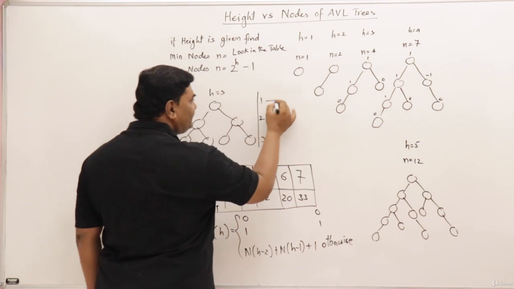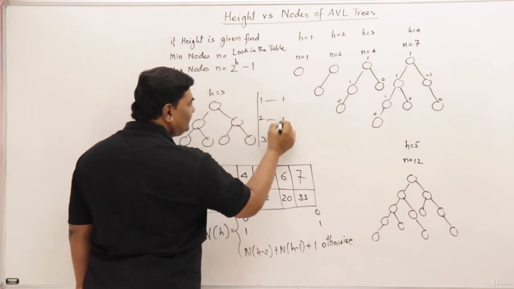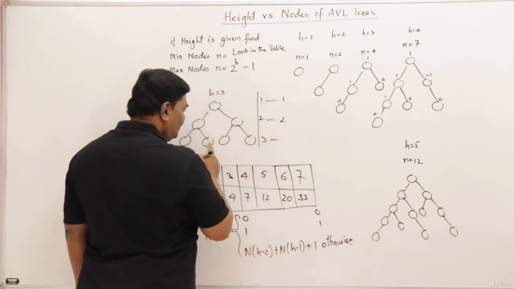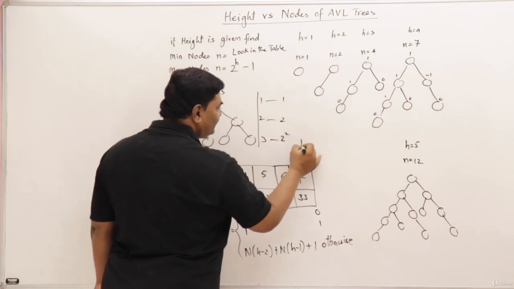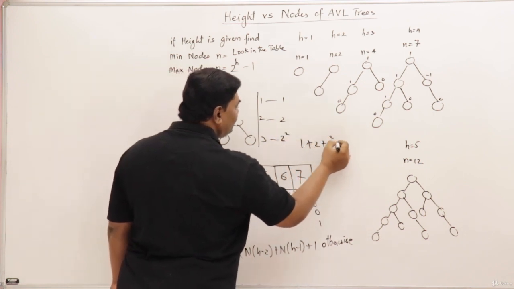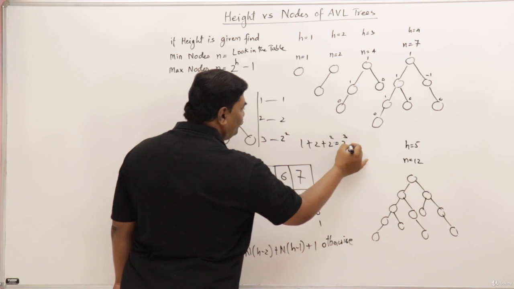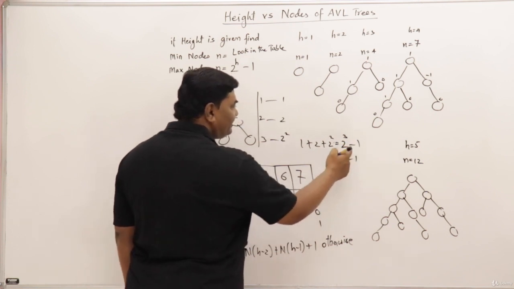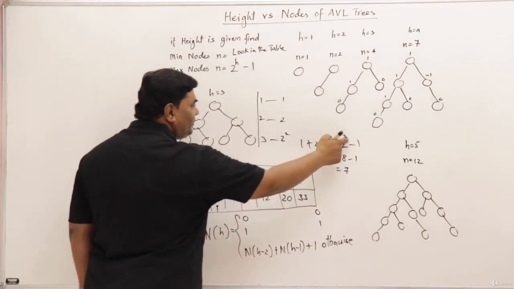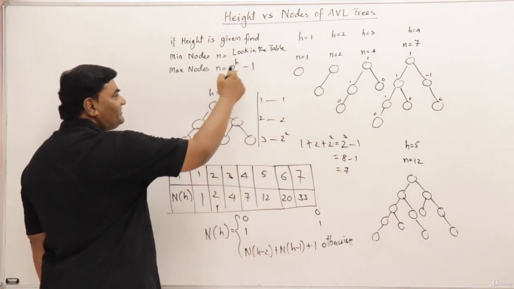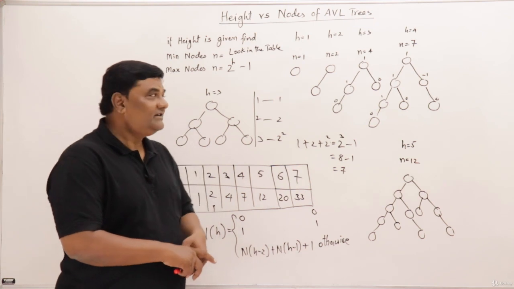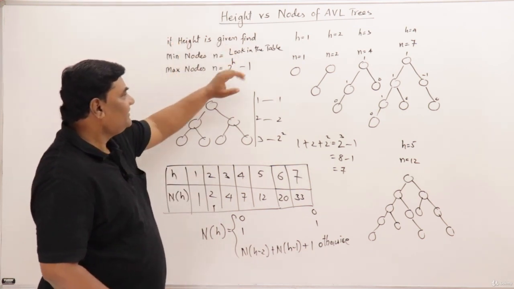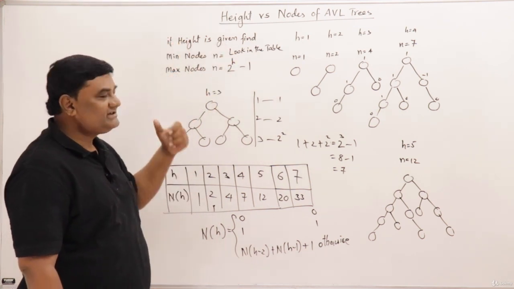So if I add these, 1 node, and these are 2 nodes, and these are 1, 2, 3, 4 nodes, so 2 square. So this is 1 plus 2 plus 2 square, which equals 2 cube minus 1. 2 cube minus 1 is what? 8 minus 1, that is 7. So yes, we have 7 nodes. So this is 2 cube, height is 3. So just 2 power h minus 1. Now we have the formulas, if height is given, then minimum nodes and maximum nodes.